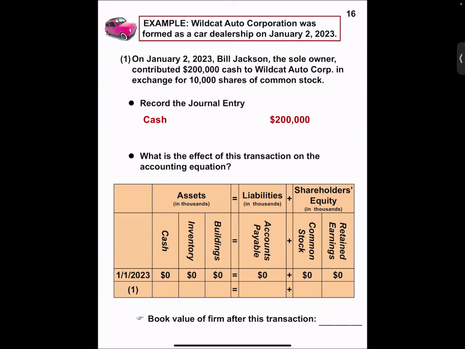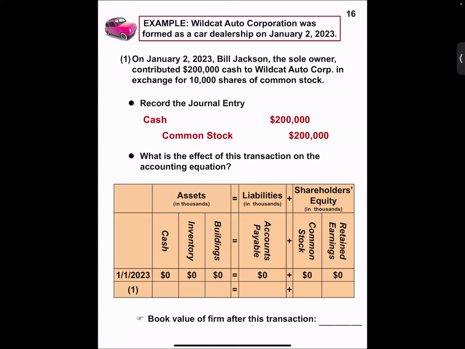Well, we now have a direct investment into the business by the owner. That's what we call paid-in capital. That's part of shareholders' equity. The account we're going to use to represent paid-in capital is our common stock account. Okay. So common stock is part of shareholders' equity. Remember, shareholders' equity consists of the paid-in capital or common stock account and retained earnings. So there's that journal entry. The way we would say this, we'd say, let's debit cash $200,000, credit common stock $200,000.